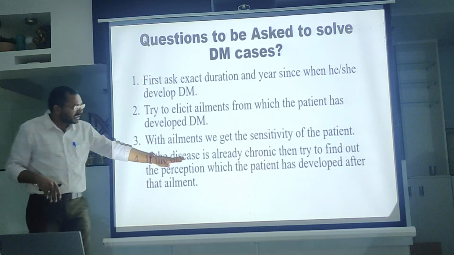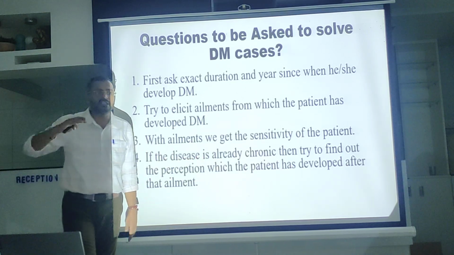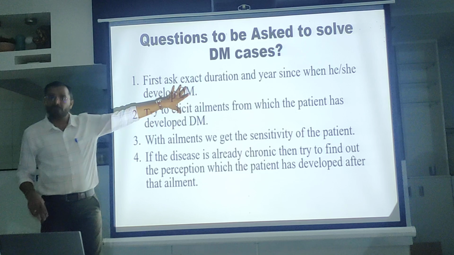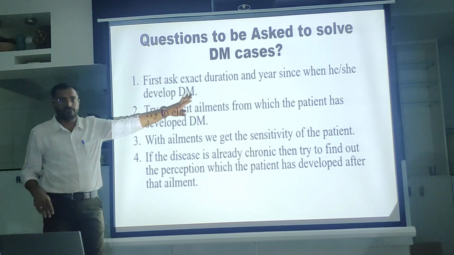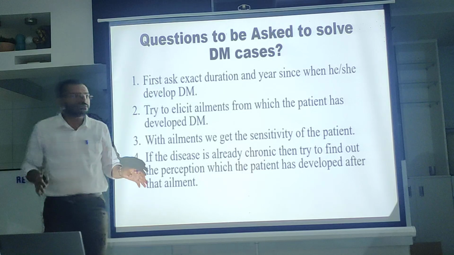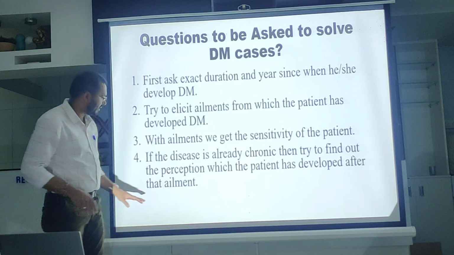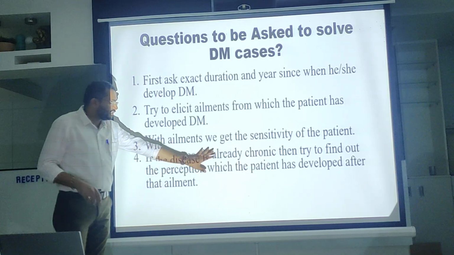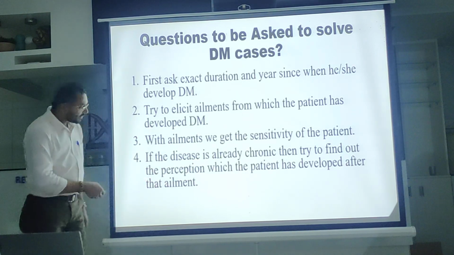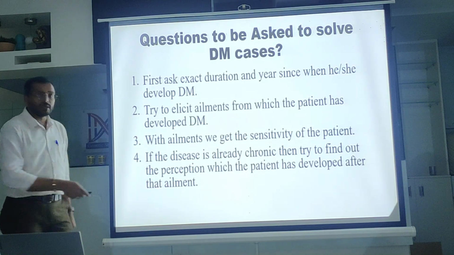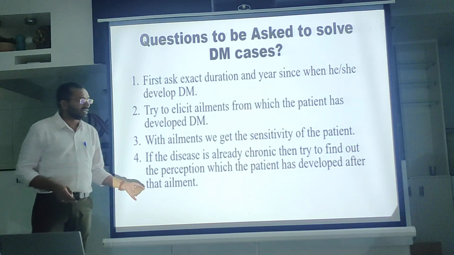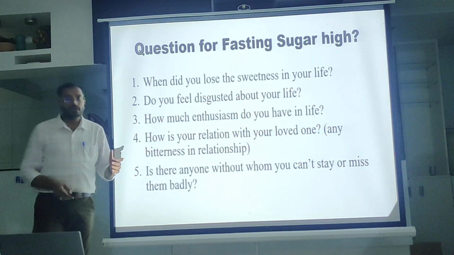Second, if the diabetes is already existing 3 years, 4 years, 5 years, less than 1 year diabetes માં છે ને આવું જોવા મળે છે, and you can get the result within short span of time, 3 months, 4 months ની અંદર patient નું HbA1c absolutely normal, no medication is required. Okay, if the disease already chronic, try to find out the perceptions which patient has developed after ailment. Clear? Perceptions તમારે find out કરવાનું છે. Now, what are the questions?